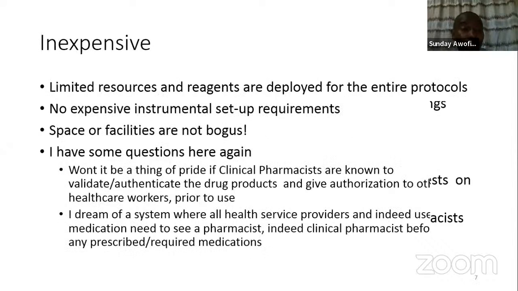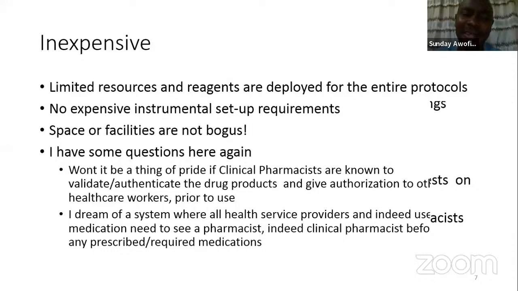So these tests are inexpensive. We need limited resources and reagents to do them. And the training we had while in school is just enough to help us achieve what we want to do. So no expensive instrumental setup is required. We are not going to tell our employers we need mass spec, GC, NMR. We don't need those high-sounding equipment to do basic tests. We don't even need big space or facilities to do them.